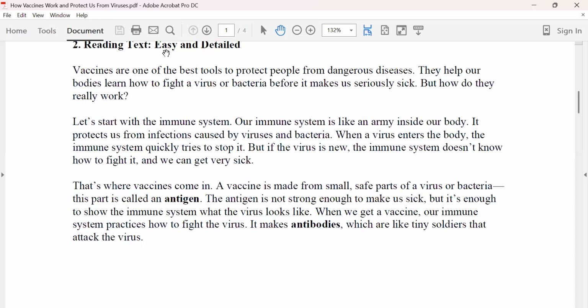A vaccine is made from small safe parts of a virus or bacteria. This part is called an antigen. The antigen is not strong enough to make us sick, but it's enough to show the immune system what the virus looks like. When we get a vaccine, our immune system practices how to fight the virus. It makes antibodies, which are like tiny soldiers that attack the virus. Okay, good. Move on.